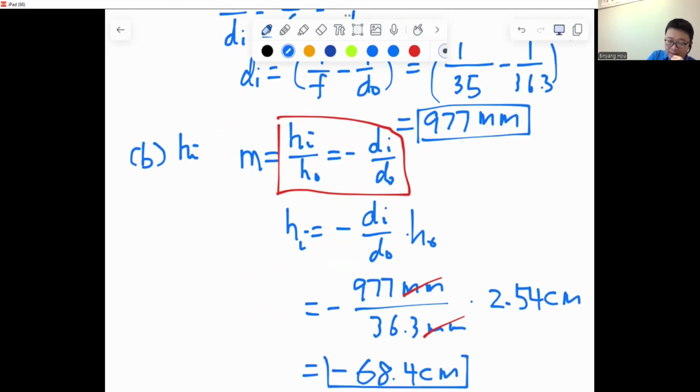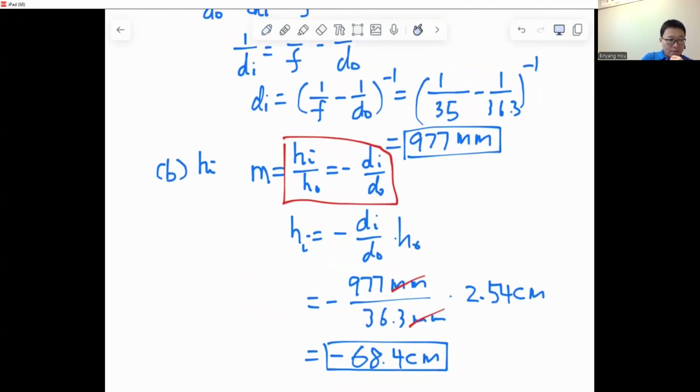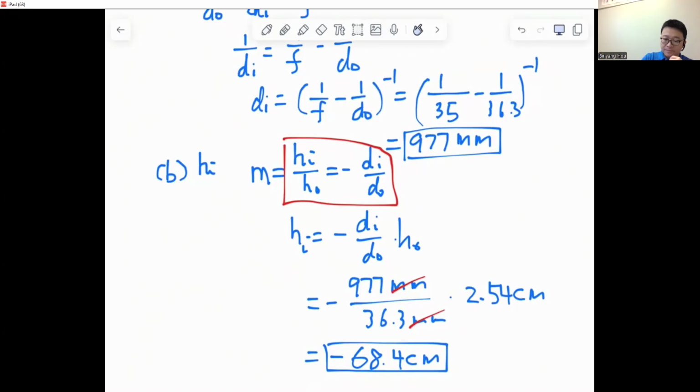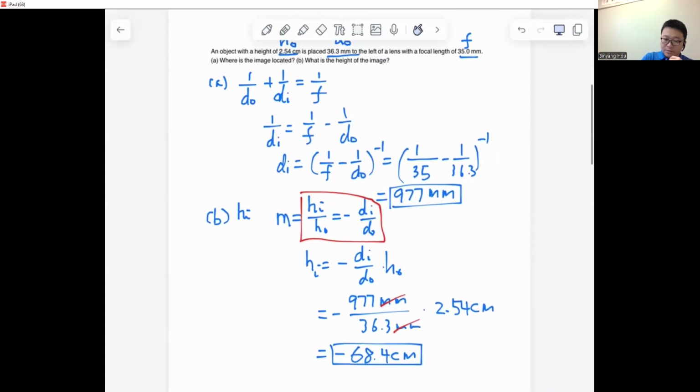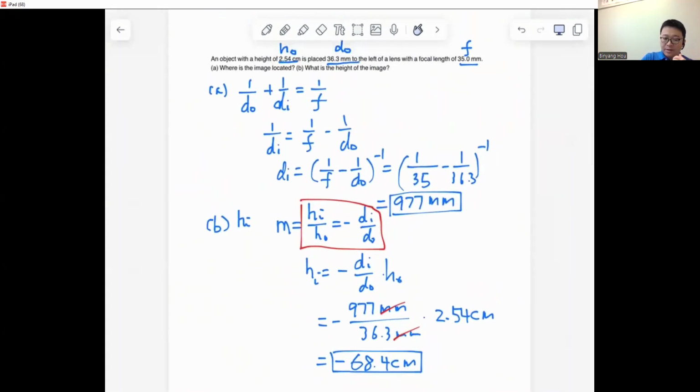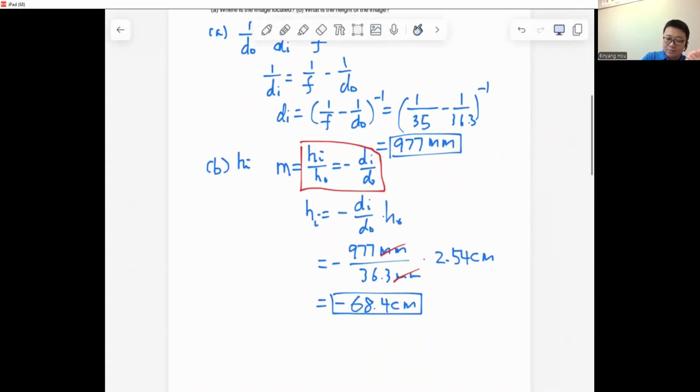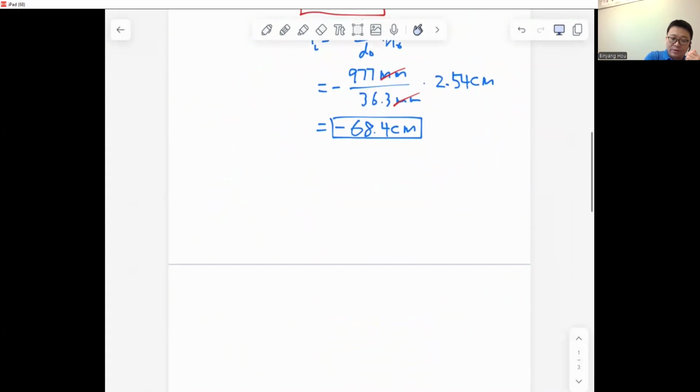And the negative sign means it's actually an inverted image, which is a real image. And maybe on this one, you can practice your ray diagram as well. So we can probably draw this.